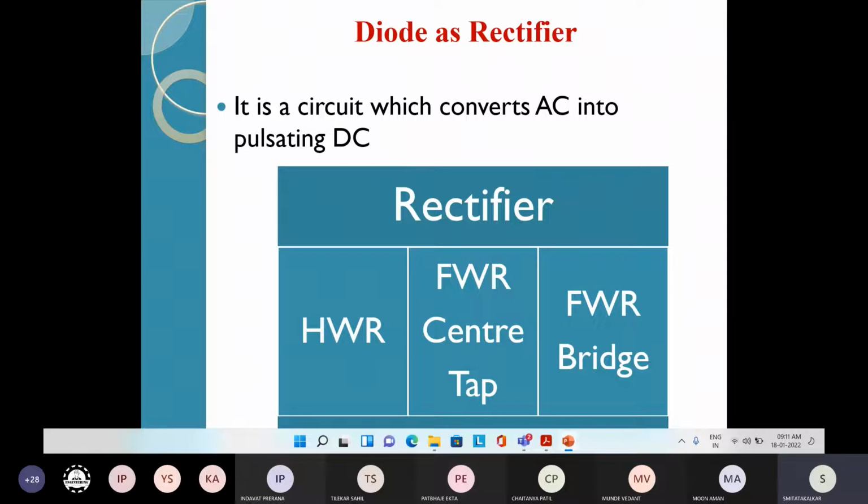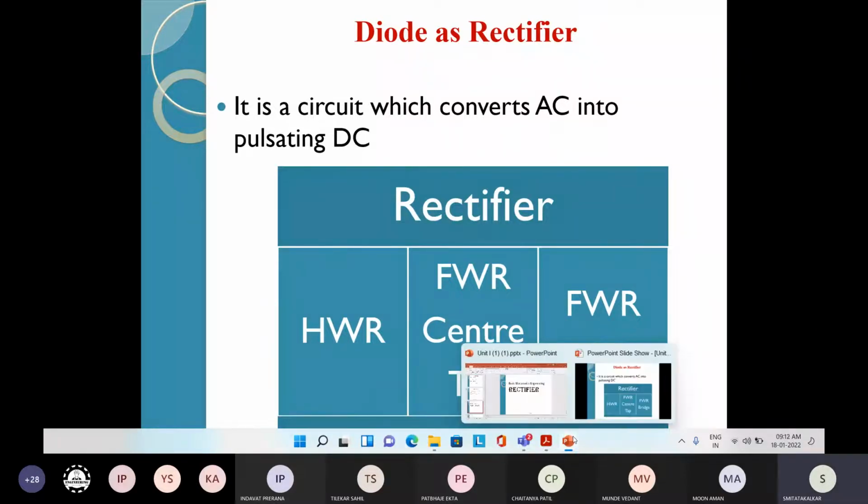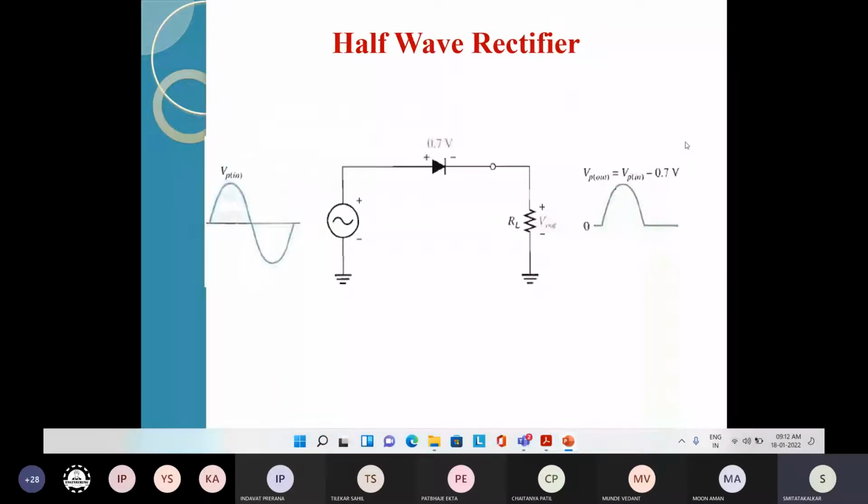There are three types of the rectifier. One is the half wave rectifier, then the full wave rectifier, that is also called center tap, and the full wave bridge rectifier. These are the three types of the rectifier. What is meant by half wave rectifier?